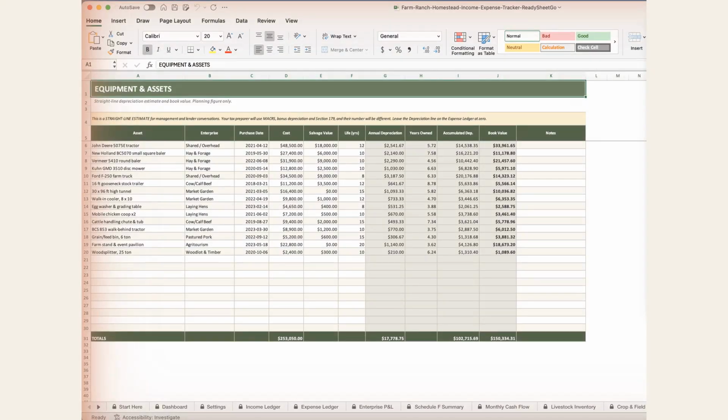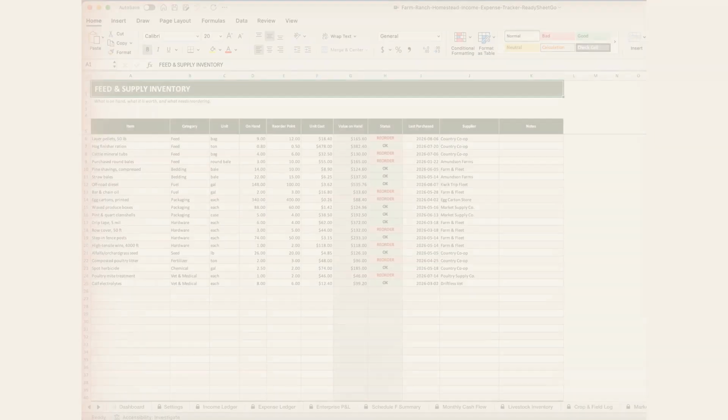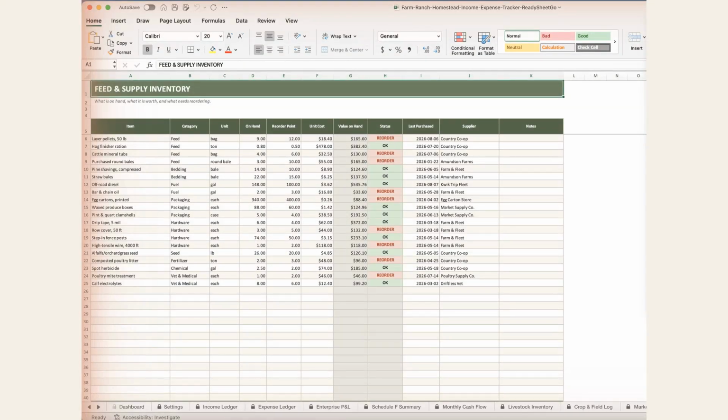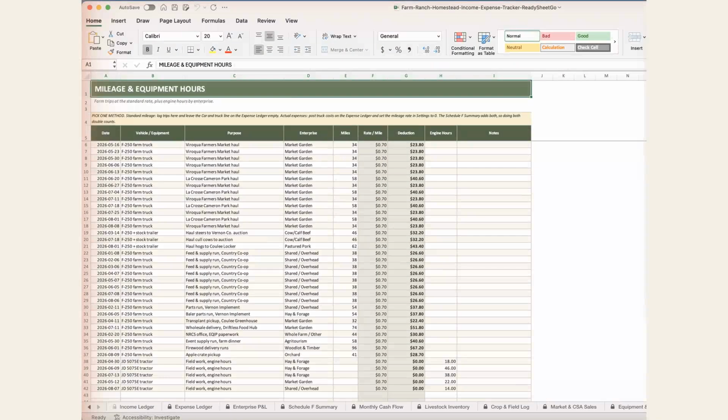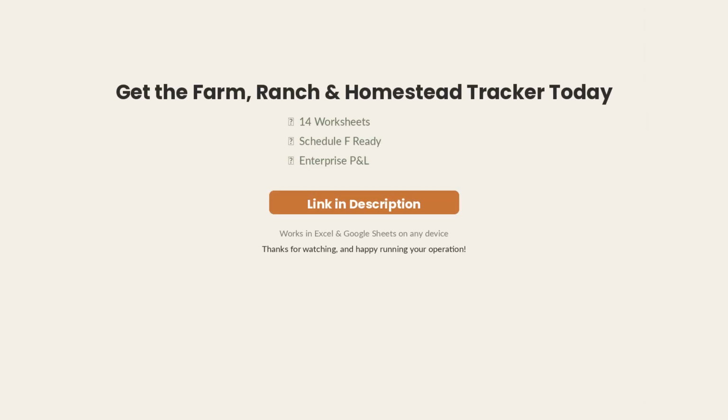Equipment and assets keeps your machinery and a straight line depreciation estimate for planning, while your preparer computes the real figure at tax time. Feed and supply inventory tracks what you've got on hand, what it's worth, and what needs reordering before you run short. And mileage and hours logs your trips and your labor, so the deduction most farmers underclaim actually gets counted.